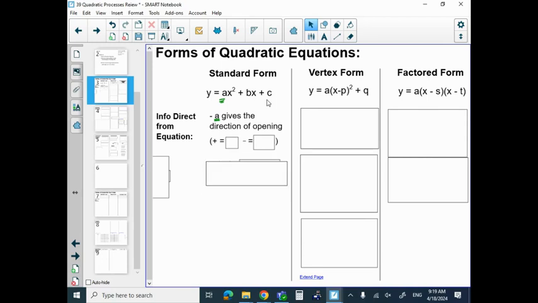So I should add on to that one actually. A large number makes it tall and skinny, and a small decimal number makes it wide. Okay, so just add a bit of information there that I forgot to put when I was putting the lesson together. And of course, positive, it opens up, and negative, it opens down.